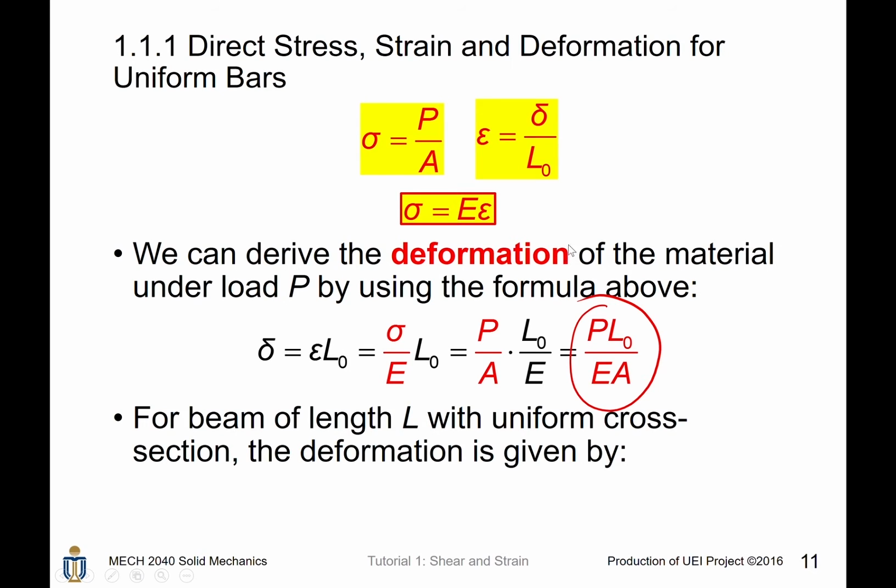So in case the original length, the L naught is L, then the formula will become delta equals to PL divided by EA. Well, how can you remember this formula? I believe all of you have taken ELPA exam, right? So it is just ELPA, English Language Proficiency Assessment, right? So delta equals to ALPA. Okay, remember PL divided by EA.